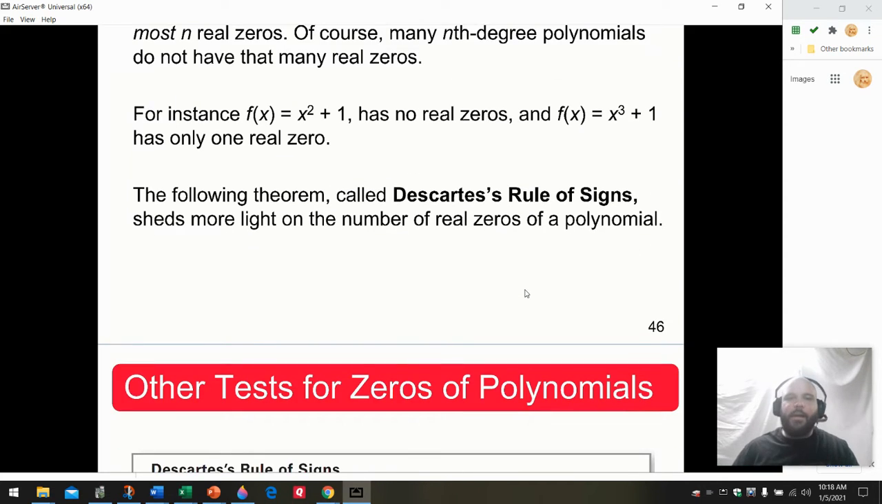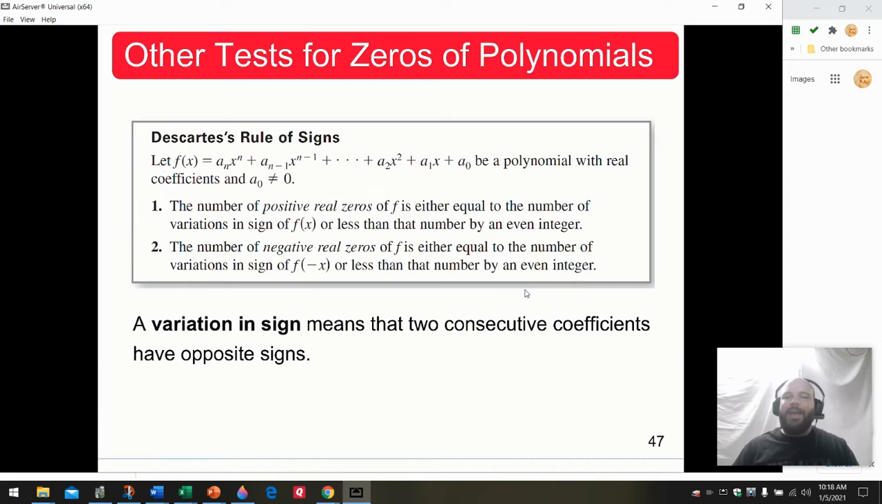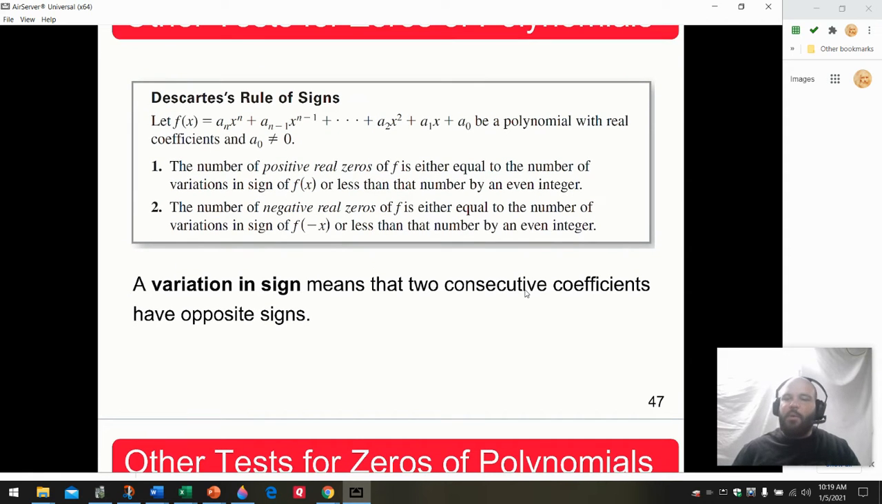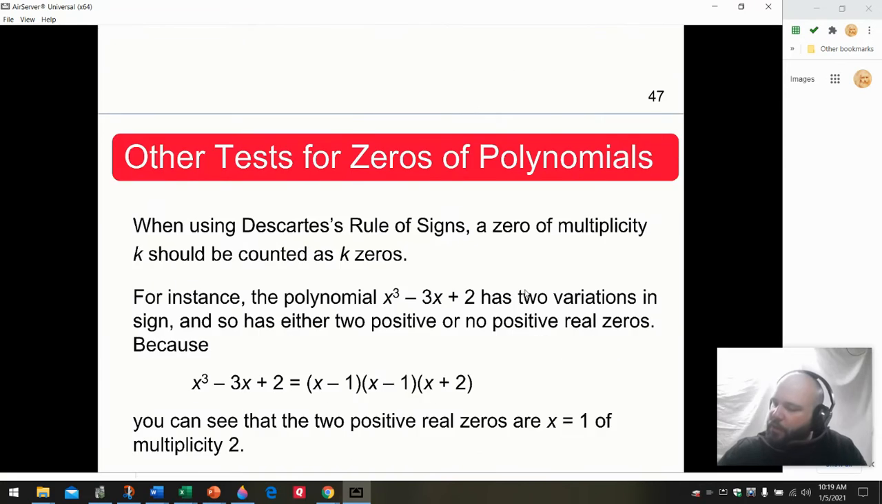The first way we're going to talk about is what is called Descartes' rule of signs. And what Descartes' rule of signs allows us to do is to figure out the possible number of positive numbers that could work and the possible number of negative numbers that can work. And it's kind of two different tests in one. You can read this. It's probably just easier for me to show you how the actual test works. But what it looks for is a variation in sign between each of the terms in the polynomial.